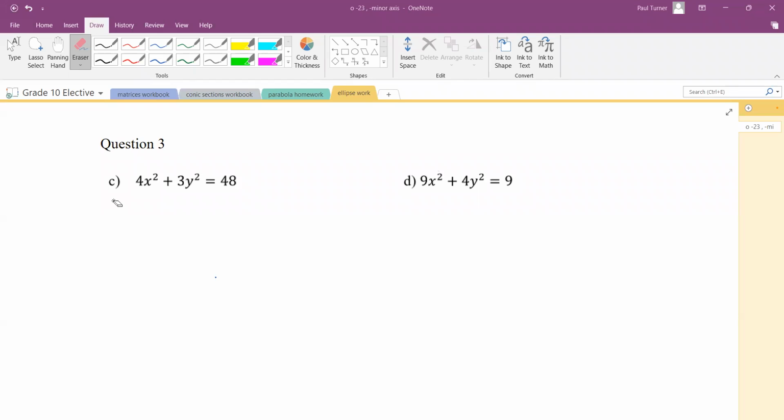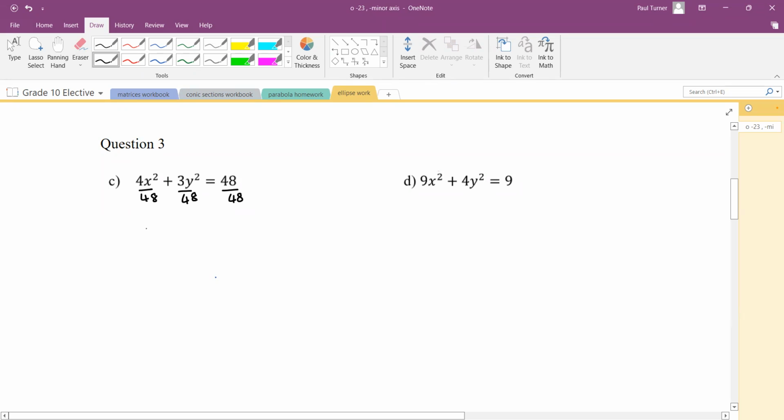Right, so question 3, we want to try to draw the graph of this, and maybe we can find the focal points and the vertices as well. But notice that this question is not in standard form. So we need to divide everything by 48. We need to make this number on the right equal to 1. So divide everything by 48.